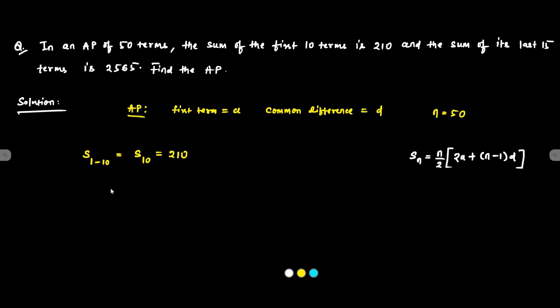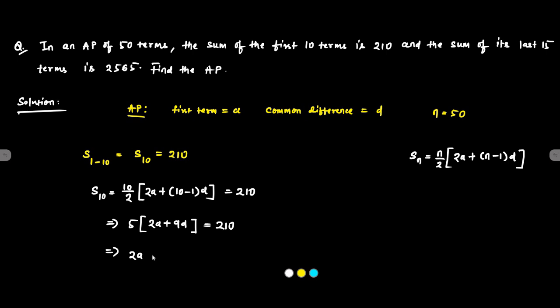So if we write it in terms of a and d, it will be 10 by 2 into 2a plus 10 minus 1 into d, that is S10. S10 is equal to 210. That implies 5 into 2a plus 9d is equal to 210. That implies 2a plus 9d is equal to 210 by 5, that is equal to 42. So we have the first equation, 2a plus 9d is equal to 42.